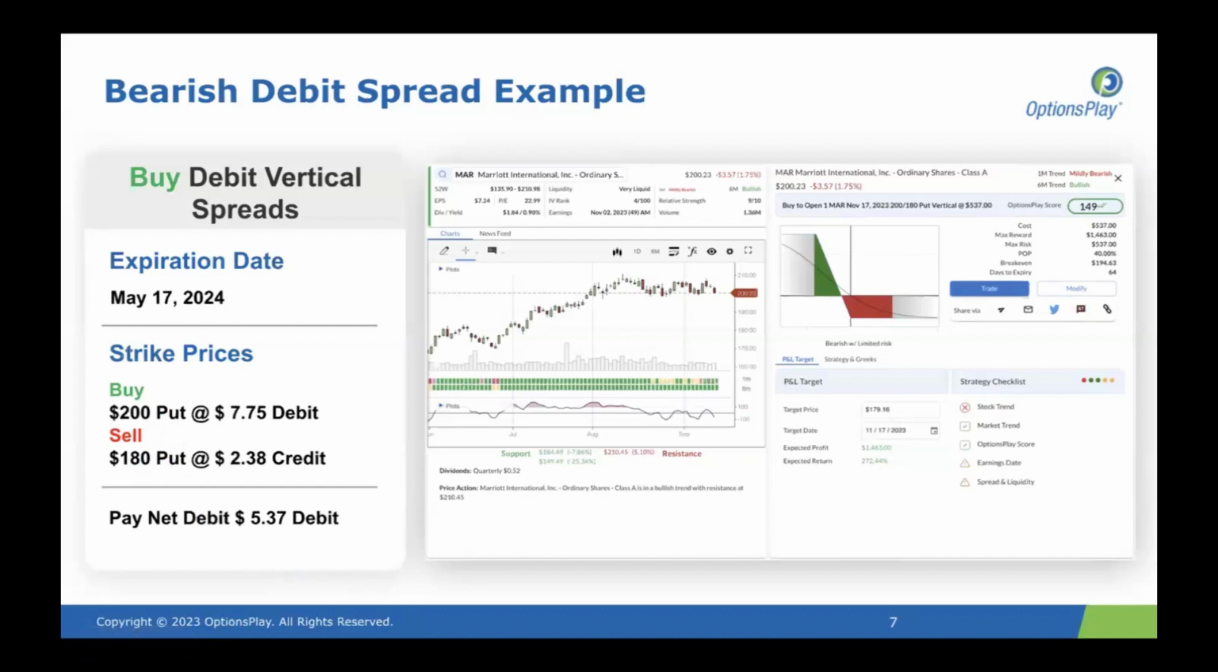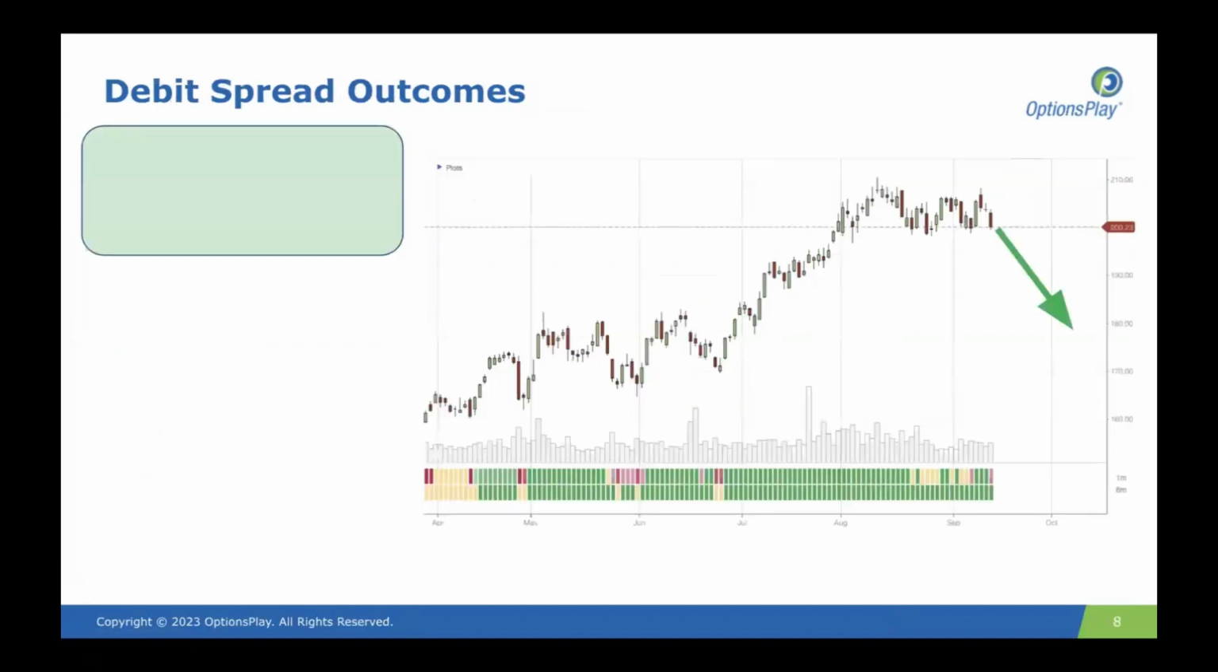So 20 minus $5.37 is $14.63. You multiply that by 100, and you get to the max profit for every 1-by-1 spread that you would execute of $1,463. So if we're below, that's our max profit on our spread.